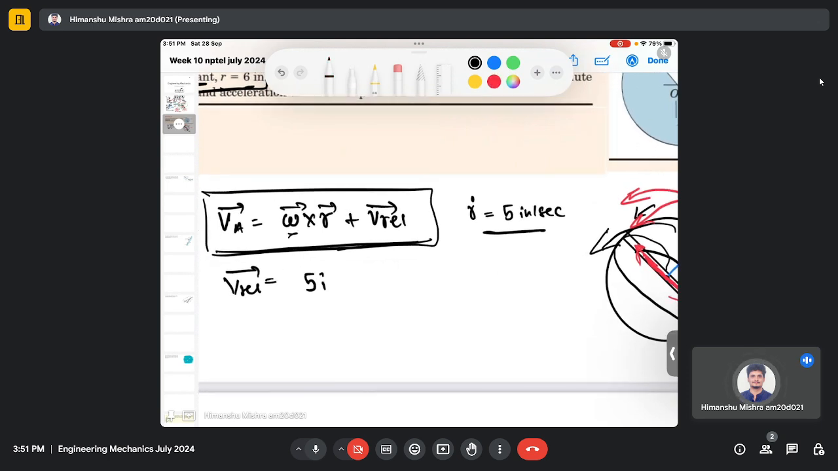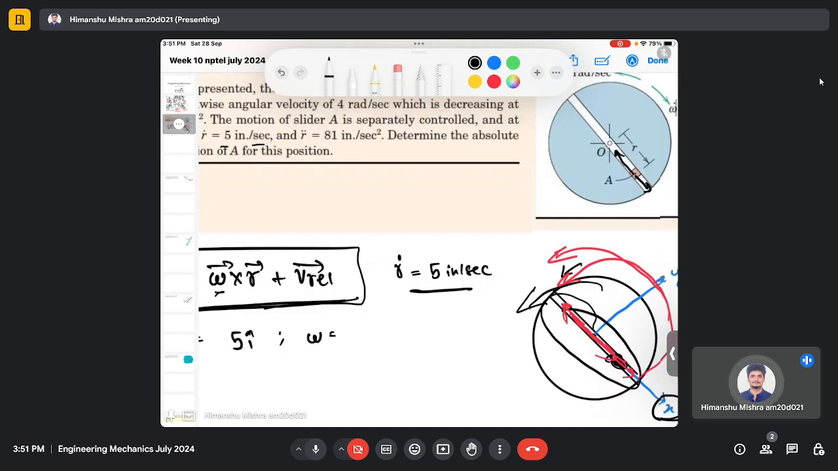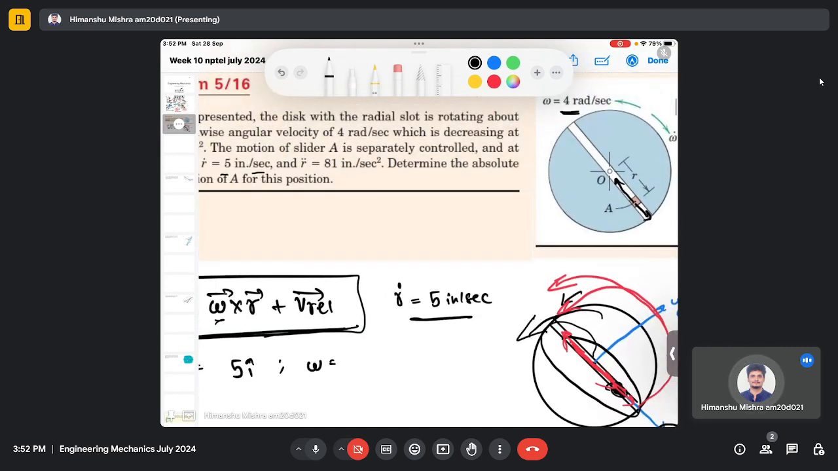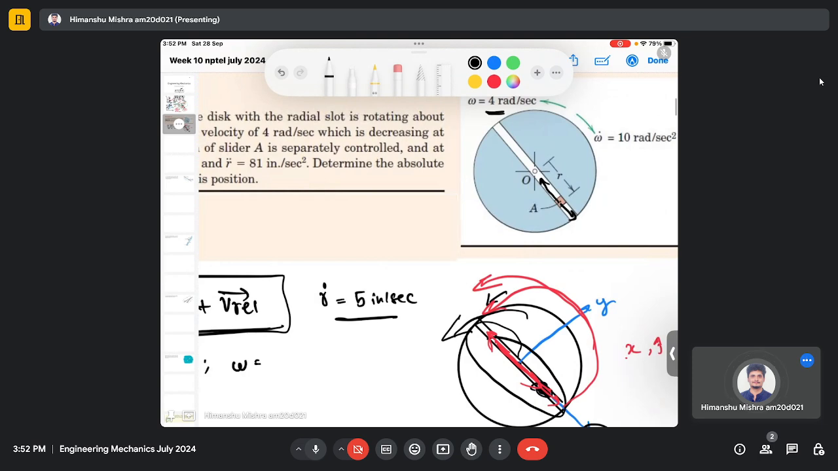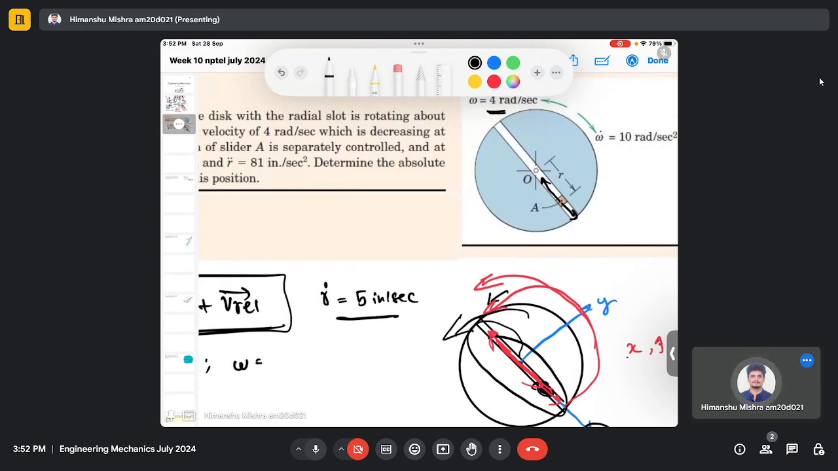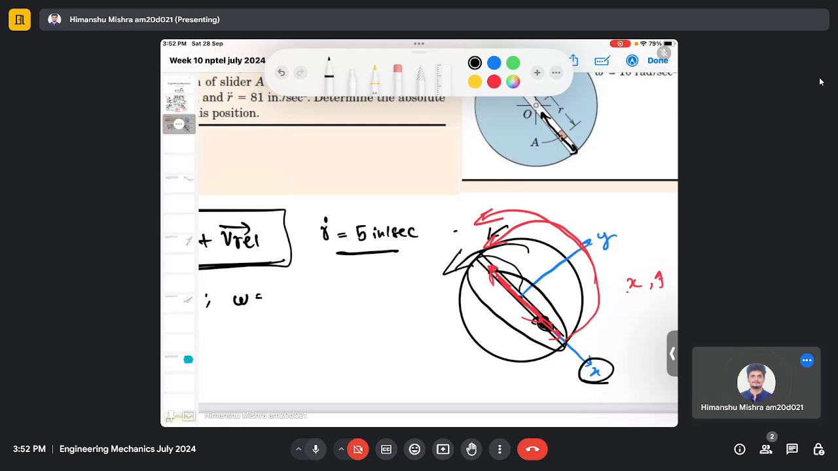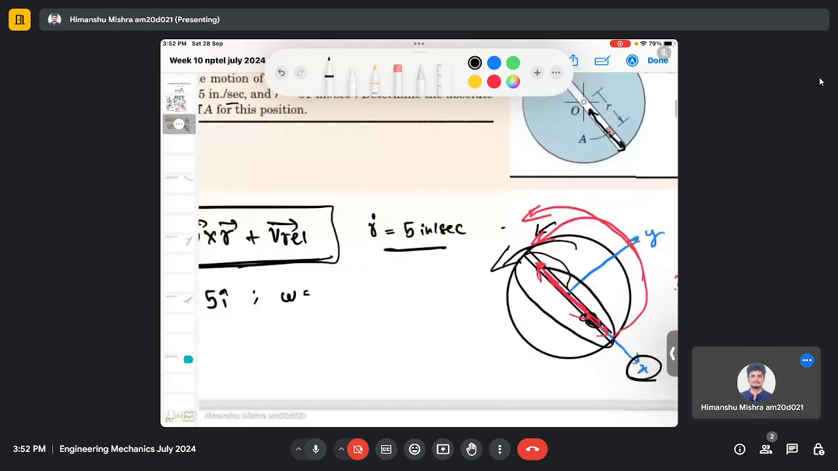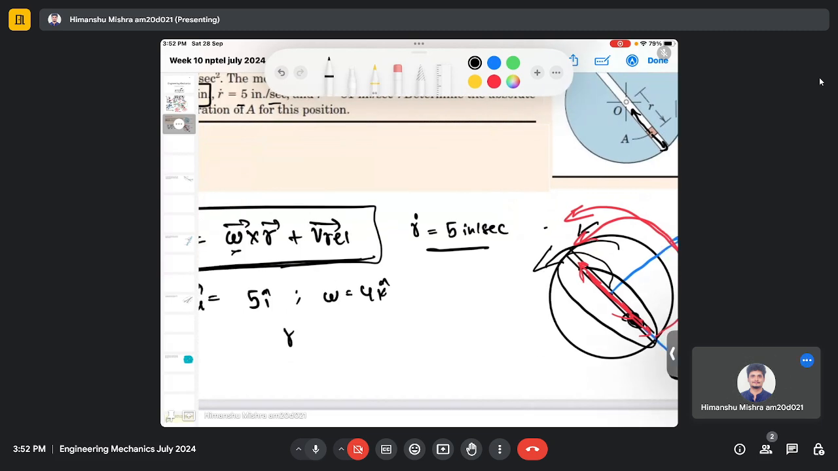So this is my 5i. And my omega has magnitude 4 rad per second, and as you can see, it is rotating in the counterclockwise direction, which means the axis of this angular velocity is out of the screen, right? So it is 4 k cap, and my position vector is 6i.